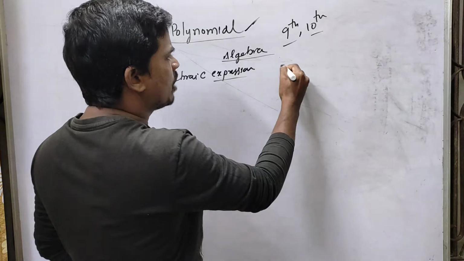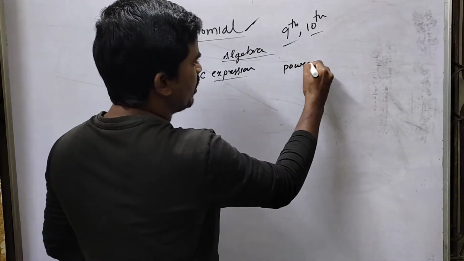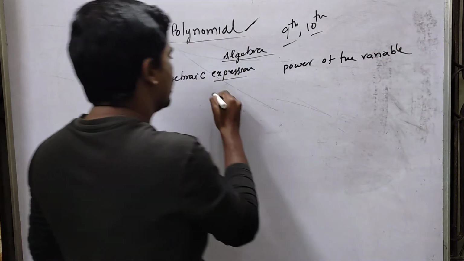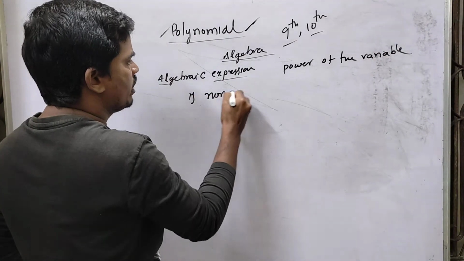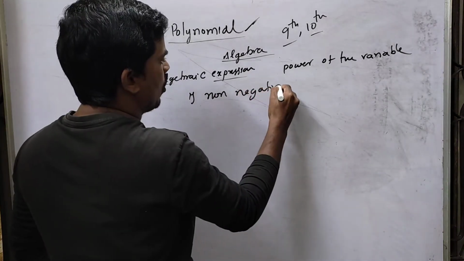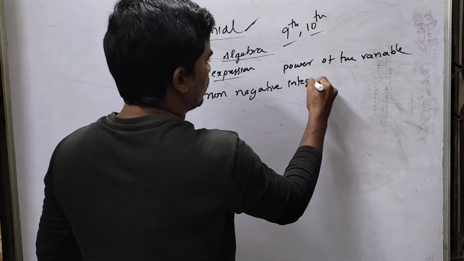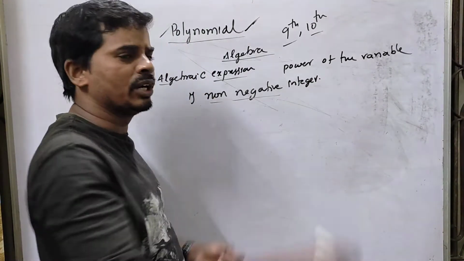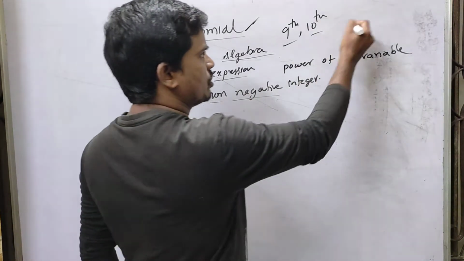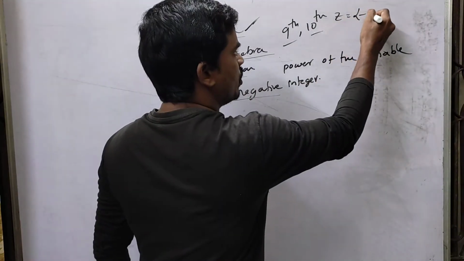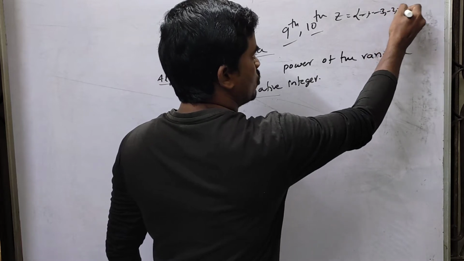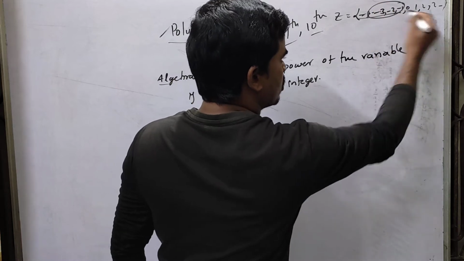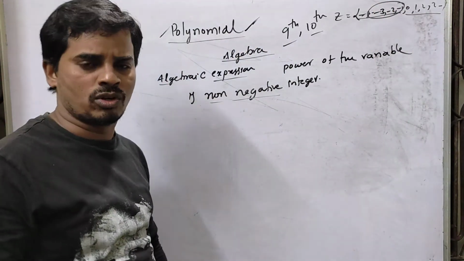in which the power of the variable is a non-negative integer. Students, non-negative means except negatives. In the set of integers, we know that -3, -2, -1, 0, 1, 2, 3 and so on. So except these negative terms, it can be 0, 1, 2, 3 and so on.